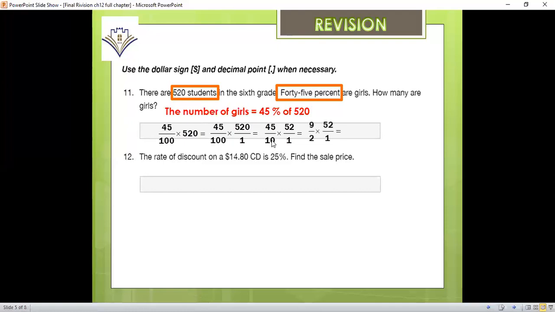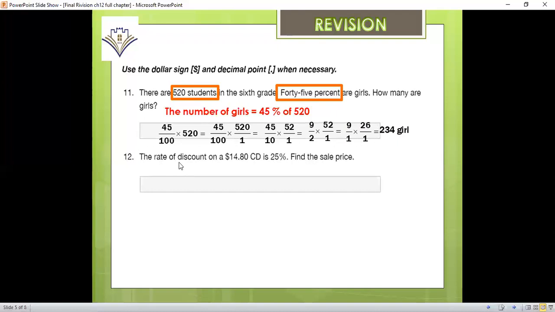Yes, 10 divided by 5 equals 2, and 45 divided by 5 equals 9. Then can you simplify 2 and 52? Yes, divided by 2: 2 divided by 2 equals 1, and 52 divided by 2 equals 26. Then 1 multiplied by 1 and 9 multiplied by 26 equals 234 girls. Then the number of girls is 234.